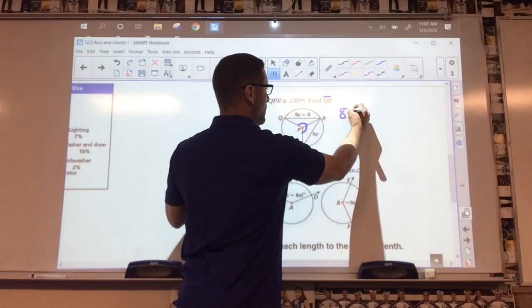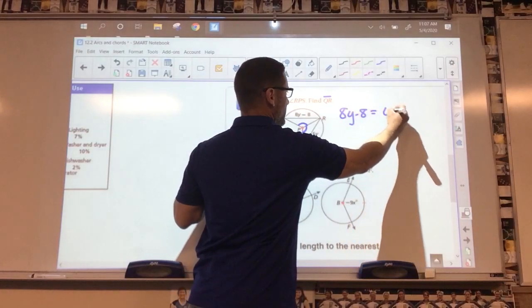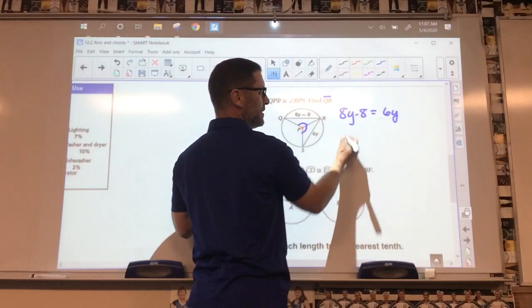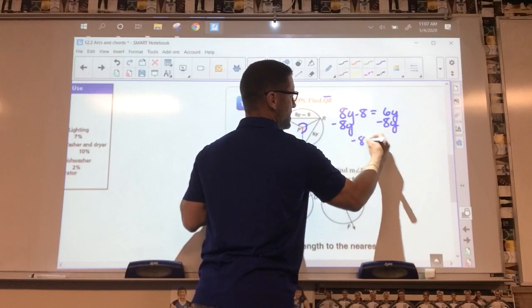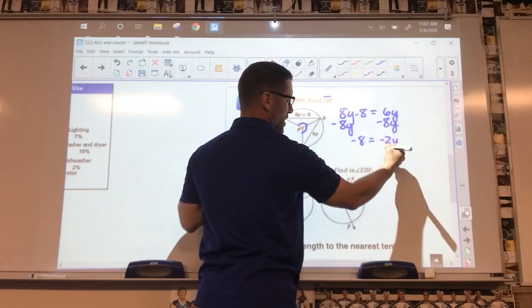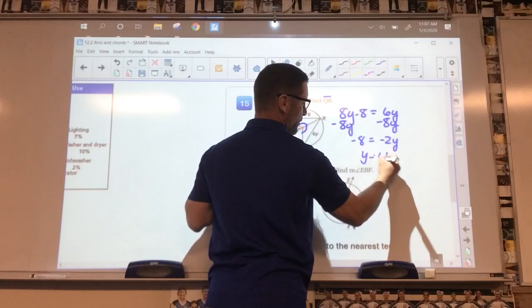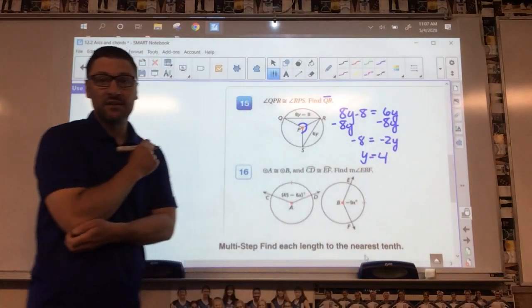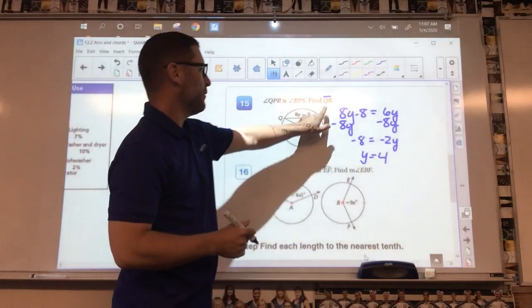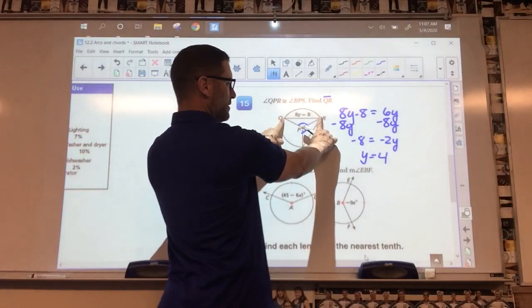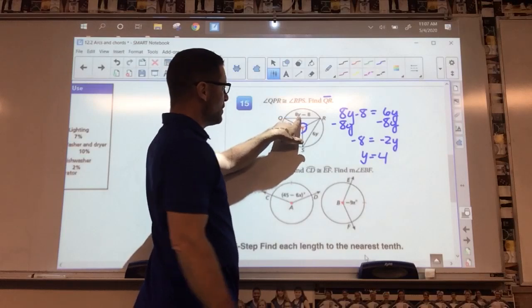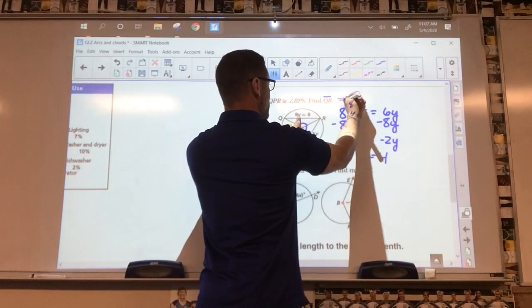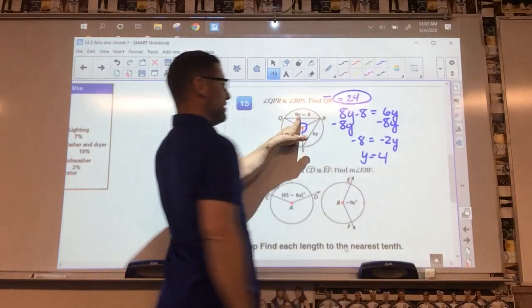And I can set 8y minus 8 equal to 6y, and I can solve it out. I'll subtract the 6y. I get negative 8 equals negative 2y, and I got a y value of 4. It's not the answer. The y value is 4. It wants us to find the length of Q to R. So I take the 4 and plug it in. 8 times 4 is 32. 32 minus 8 is 24. Q to R is 24.